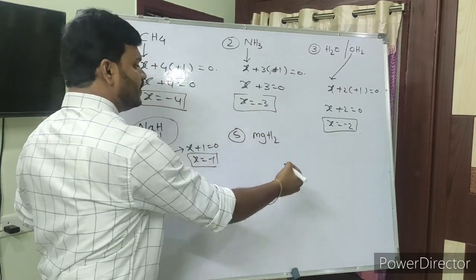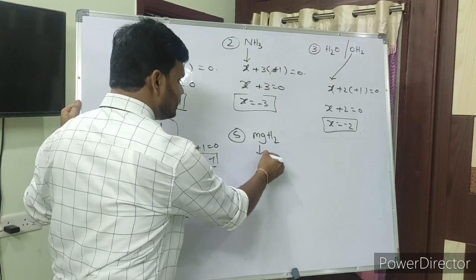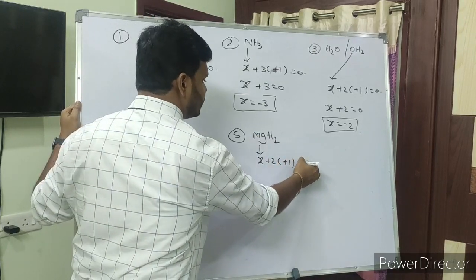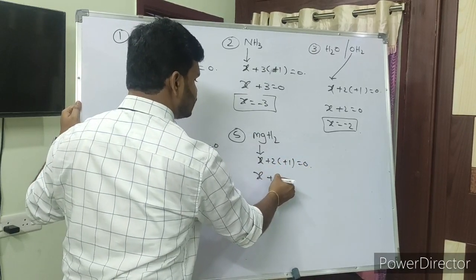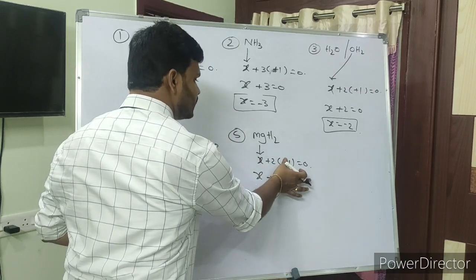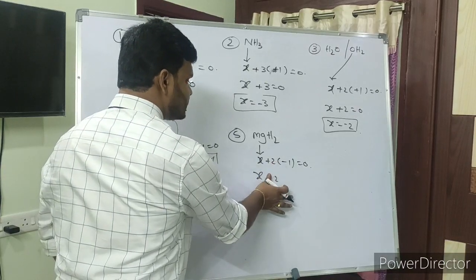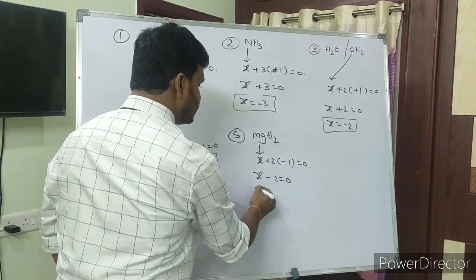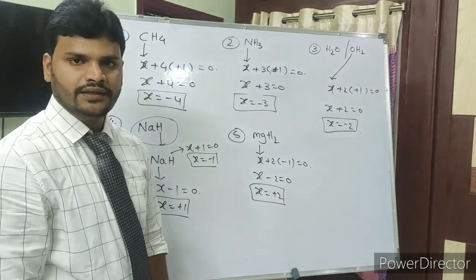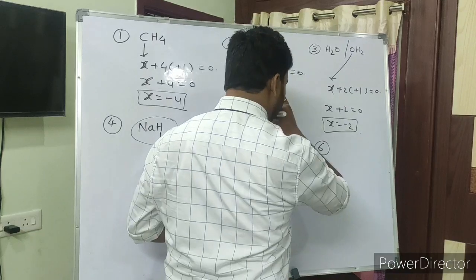MgH2. What is the oxidation state of magnesium? Same procedure. Magnesium is x, plus 2 into hydrogen value +1. Then x plus 2. Sorry, dear students, hydrogen +1 or -1? -1. Why? Because magnesium is also a metal. Clear? So plus into minus, minus. Then x minus 2 equal to 0, x equal to +2. Clear? Do you want one more example? Okay. Next.